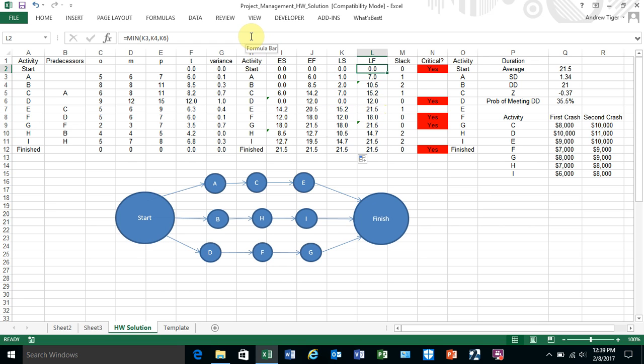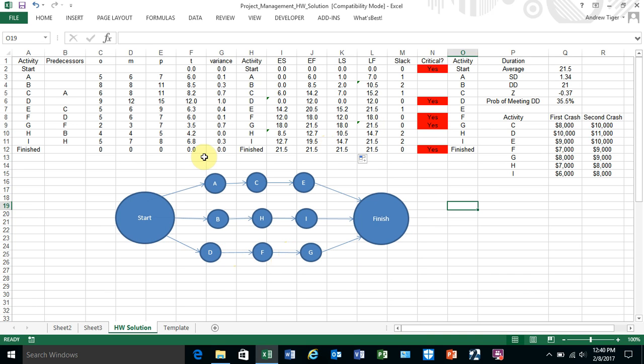Once we have those 4 values, we can calculate a slack value. The slack is just the bottom numbers minus the top, or the latest finish minus the earliest finish, or the latest start minus the early start, either way. And an activity that has 0 slack is a critical activity. So I've got some conditional formatting to see that it goes through D, F, and G. So this is the critical path. It's the longest path. The definition of critical path is the longest path.